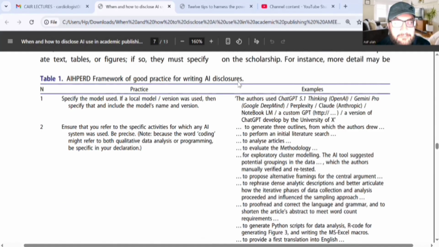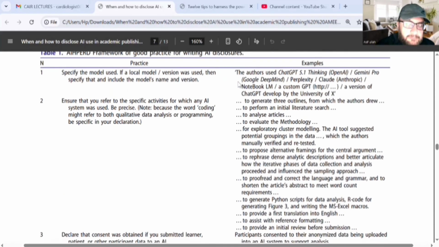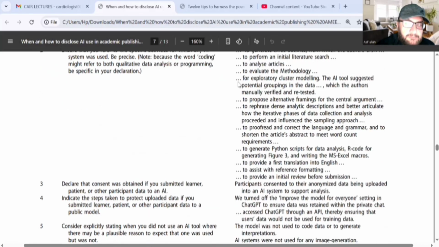They propose their own framework specifically for health professions education research, which they call the AI Peer framework. And this includes 8 key practices, right? Right, 8 distinct practices for comprehensive disclosure. The first practice is to specify the exact model and the specific version used. Simply writing, we use ChatGPT is functionally useless to a reader.